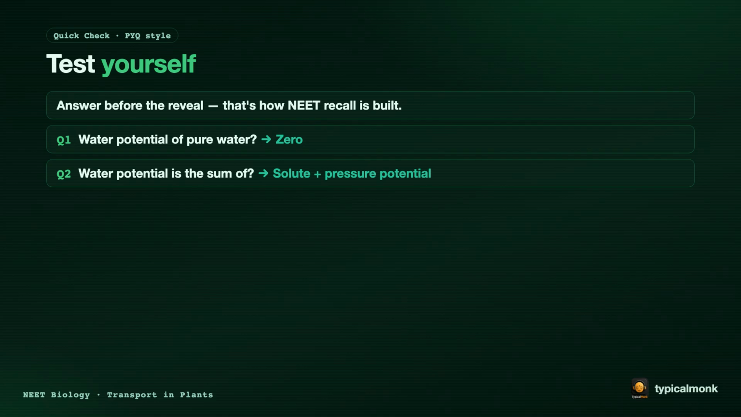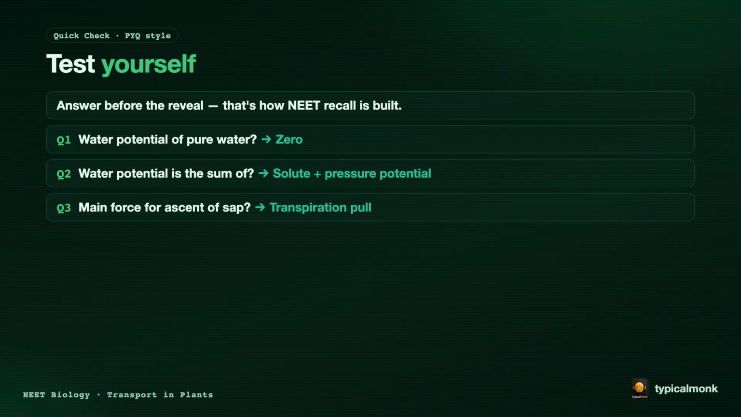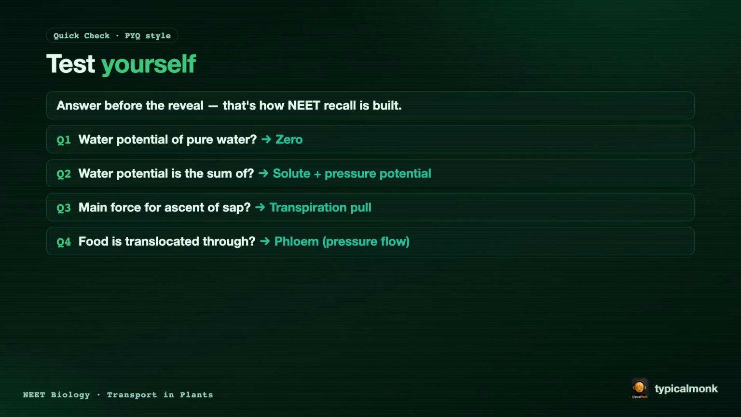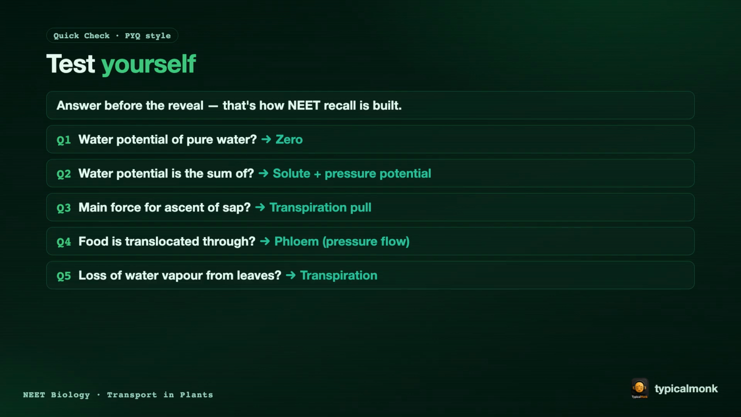Question 2. Water potential is the sum of solute potential plus pressure potential. Question 3. The main force for the ascent of sap: transpiration pull. Question 4. Food is translocated through the phloem by pressure flow. Question 5. Loss of water vapor from leaves: transpiration.